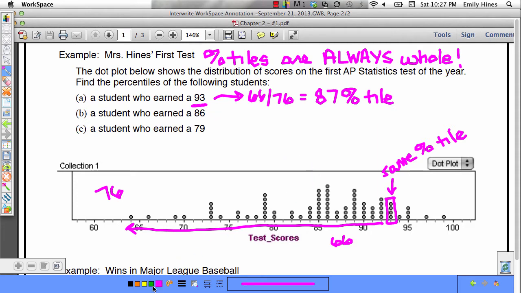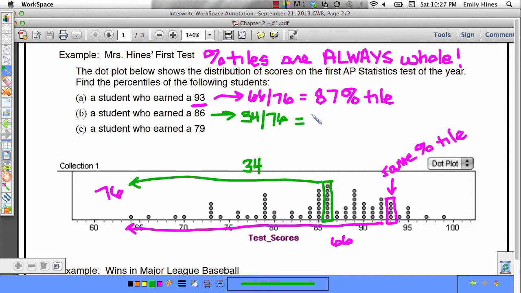Okay, so if I look at the student who earned an 86, those are all of these students right here. So if I count everyone below them, I end up with 34. And when I say 34 divided by 76, I end up with the 45th percentile.